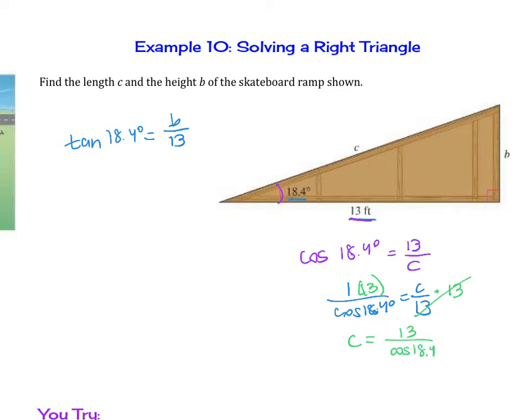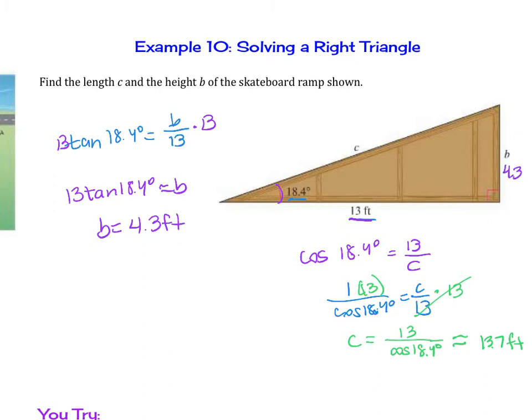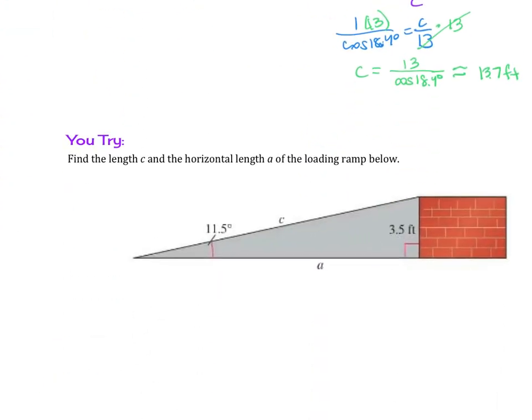Make sure when you plug it in your calculator that you have enough parentheses. When you plug that in, you will notice that c is 13.7 feet. Then for tangent, that's pretty fast for you to find. You just multiply 13 to both sides. So 13 times tangent of 18.4 degrees is b. And then you'll find out that b is about 4.3 feet. Okay, that should make sense. B is 4.3 feet, so that is definitely smaller than the hypotenuse, which is 13.7, and that is the longest side. So try this example down here.